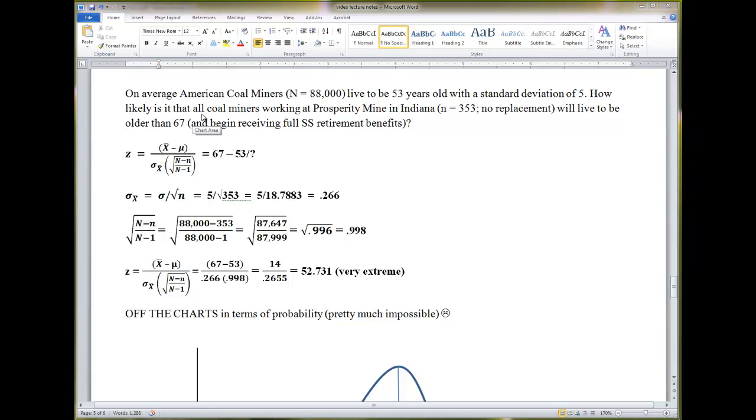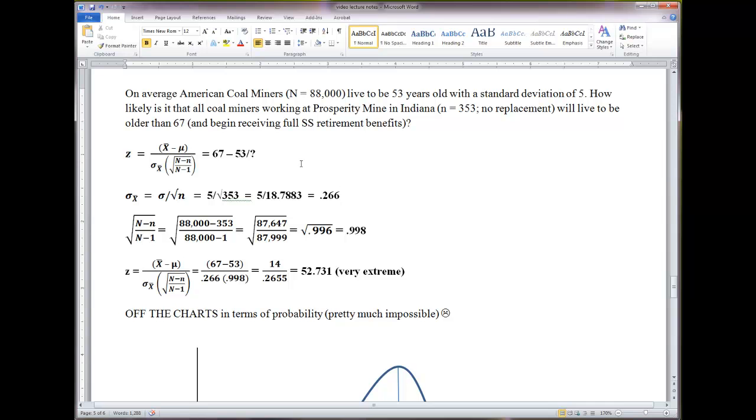So how likely is it that all coal miners working at Prosperity Mine in Indiana, where there's 353 employees, and we're assuming no replacement, right? We're not going to want to include every single employee more than once. So how likely is it that all these employees, based on these population parameters, will live to be older than 67 and begin receiving Social Security retirement benefits?